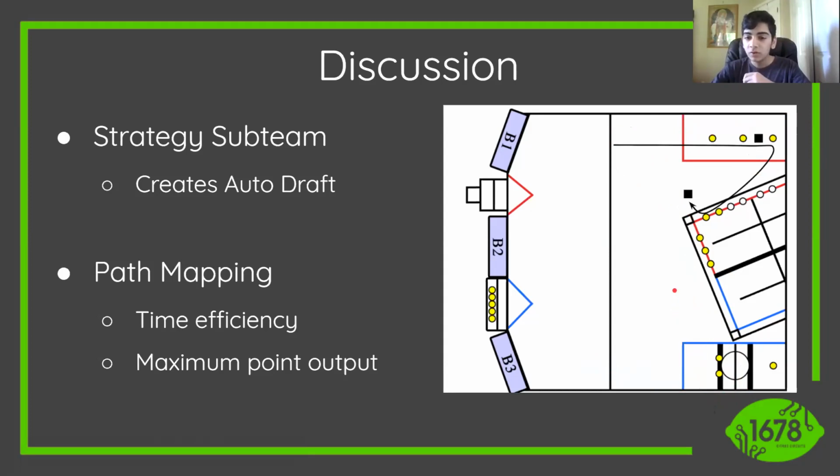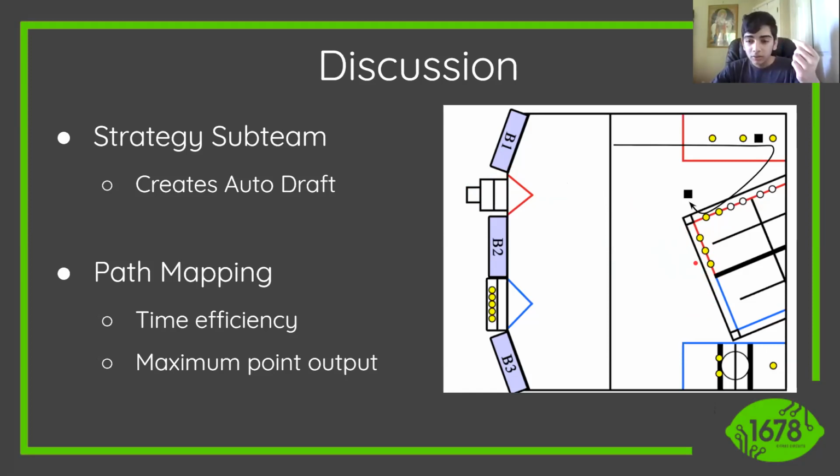Like there are trade-offs: do you want to score in the high goal, or do you want to score in the low goal? Where do you want to intake from exactly? Do you want to intake from these bar cells or not, right? These are all things that you need to think about.